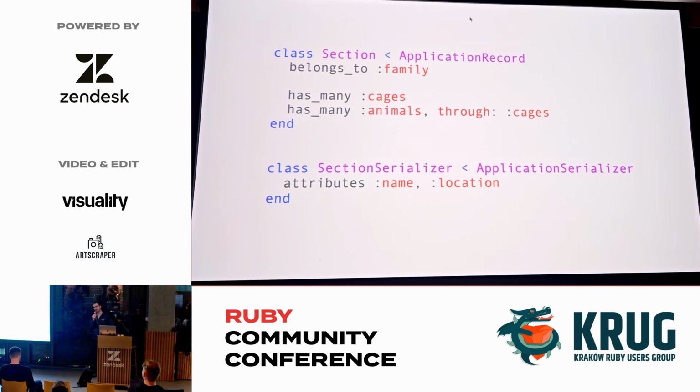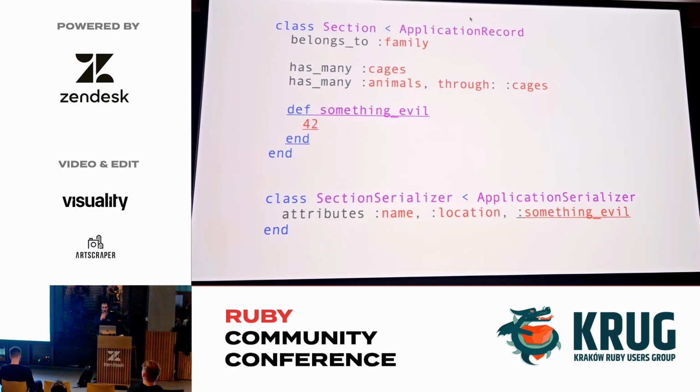This is actually using Panko under the hood, so it just forwards the method. I mean, Panko with a little bit of a twist, but you have two attributes. Also, Panko, or the serializer we have, can add additional attributes from methods. So if you want to have something evil there, you just define the method on the model, and you specify it as an attribute. Easy.